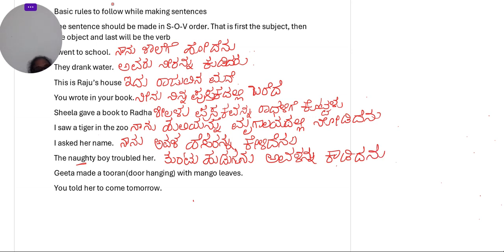Okay. Now, Geeta made a toran with mango leaves. Toran is the hanging which you put on the door. So that's a door hanging. Now, Geeta is the subject. So, Geeta, then toran is the object there. Torana.